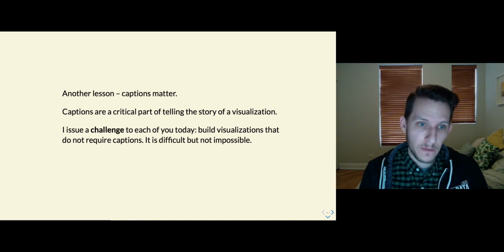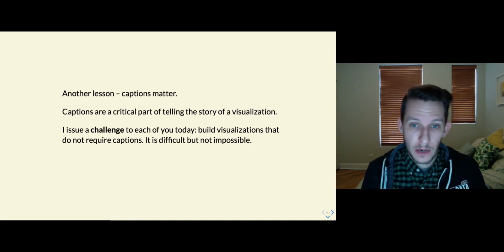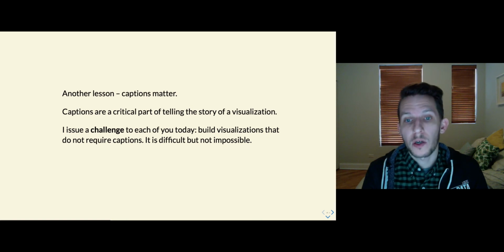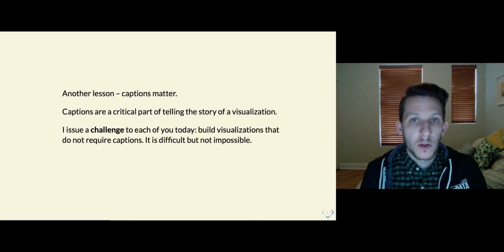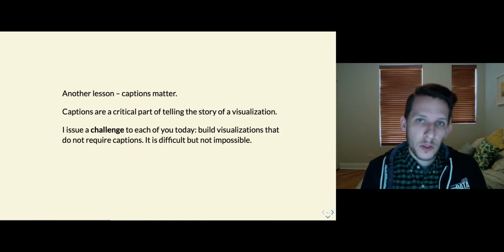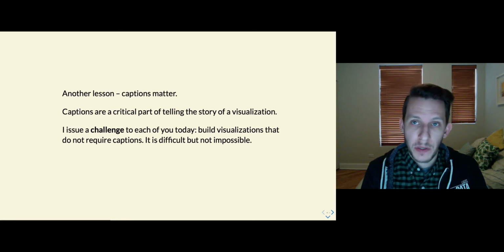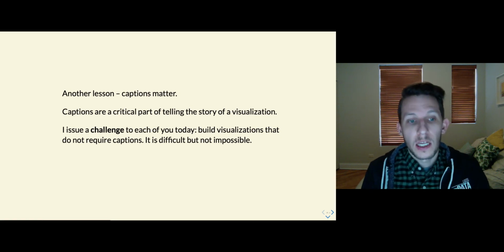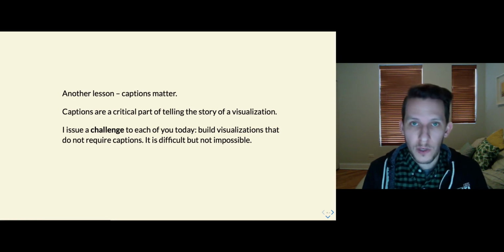But none of that was defined by the figure itself. And so captions are a critical part of telling the story of a visualization. This is something we will also talk about in greater detail throughout the course of this week. But one thing I want to do before we talk more about captions and how important they are to framing and explaining what is happening in a visualization is to issue a challenge to each of you.